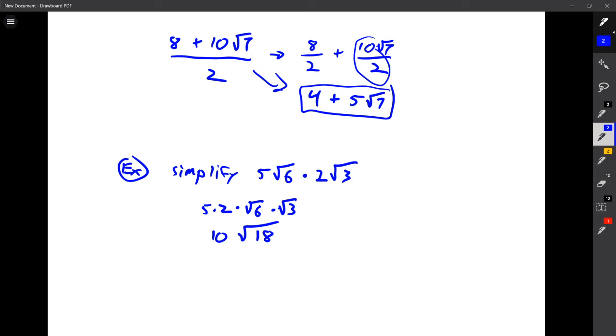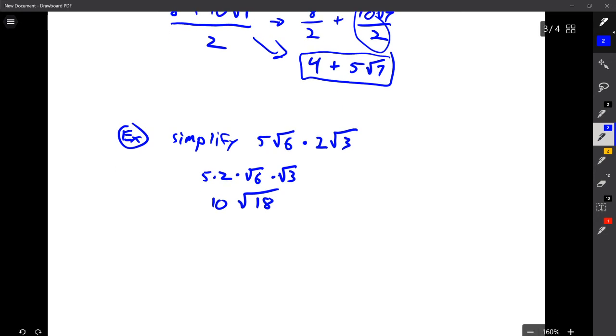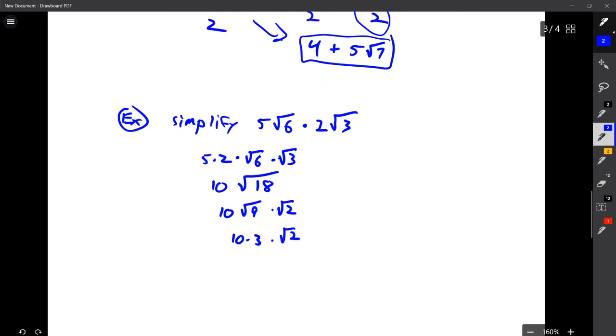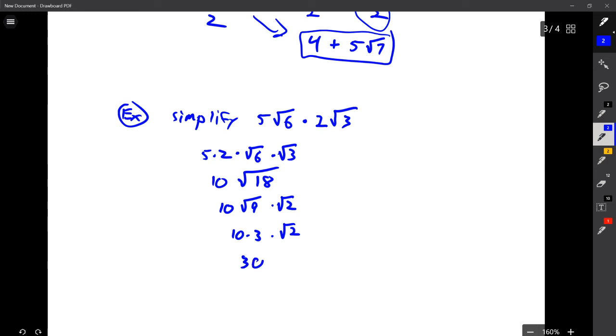Now we need to look for any perfect squares that we have inside the radical. Well, 18 is 9 times 2, so that's the same thing as 10 root 9 times the square root of 2. Oh, root 9 is 3, so that is the same thing as 10 times 3 times the square root of 2, which all of that becomes then 30 root 2. And that's as far as we can go.